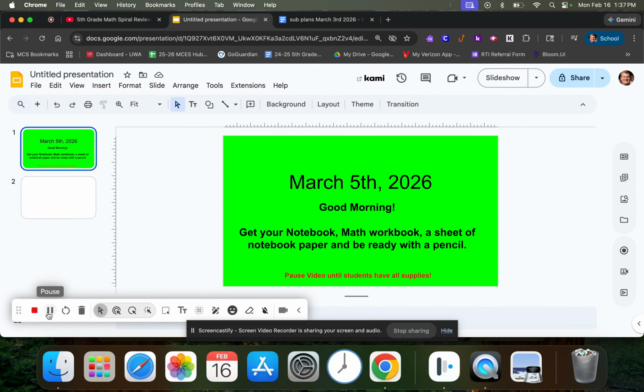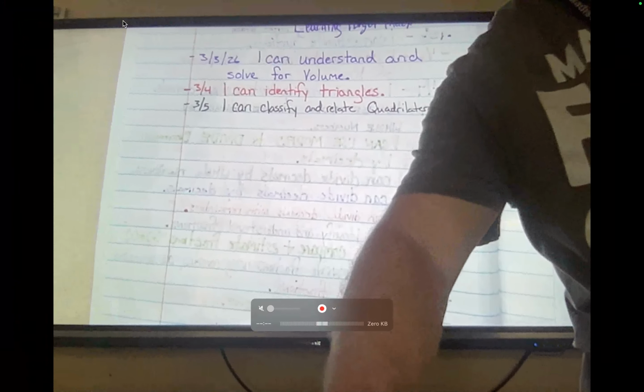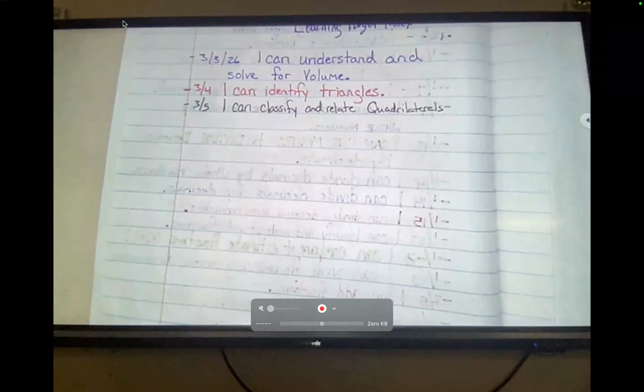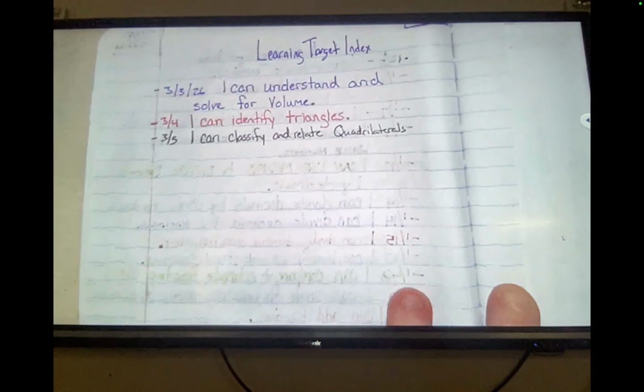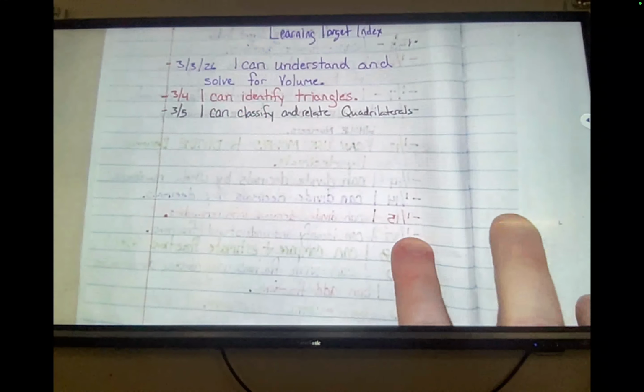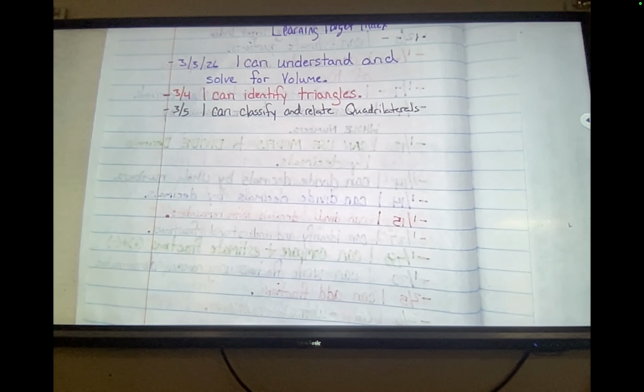And as you take out your math notebook, turn it to your learning target index. And in your learning target index, let's look at our target today. We've learned about volume this week, triangles, and now we're going to look at classifying and relating quadrilaterals. I can classify and relate quadrilaterals. Once you have that done, go to your next clean page, and we will get started in just a moment.